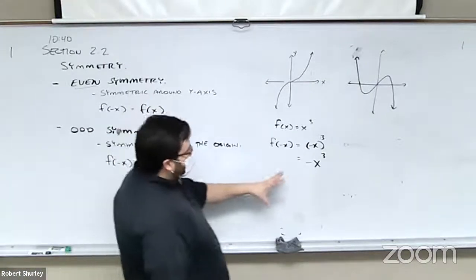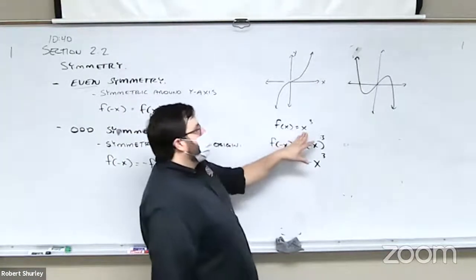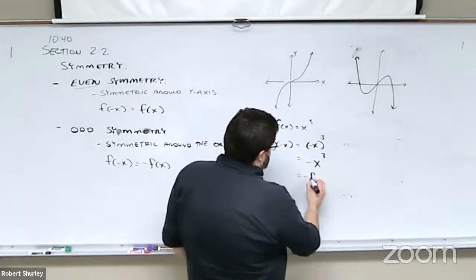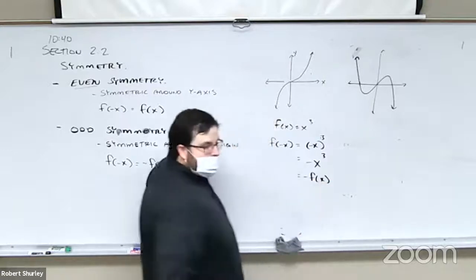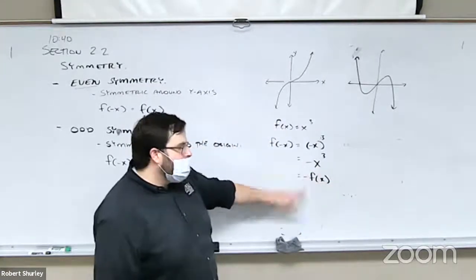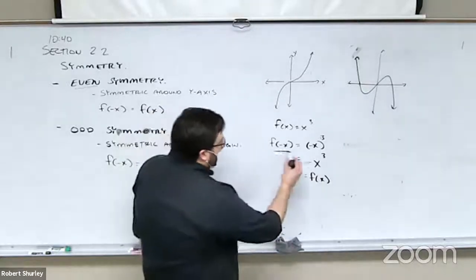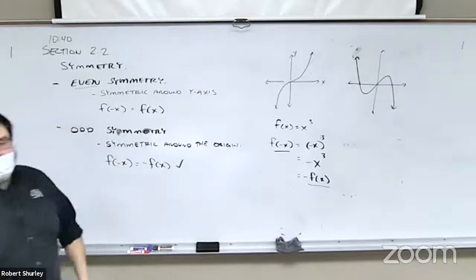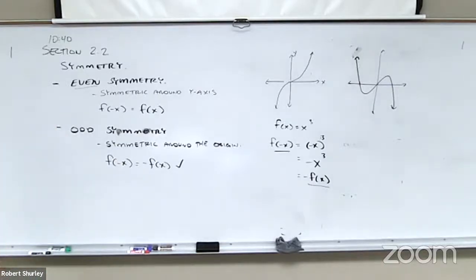Okay? And then, look, the original function was x cubed. So what we have going on here is negative f of x. That's the original function, f of x, and it's negative on the outside. So this shows that we have an odd function. We plugged in negative x, and we got back negative f of x. Okay?